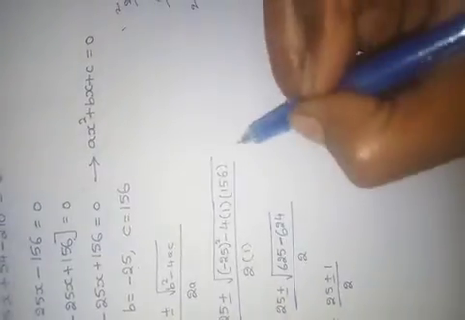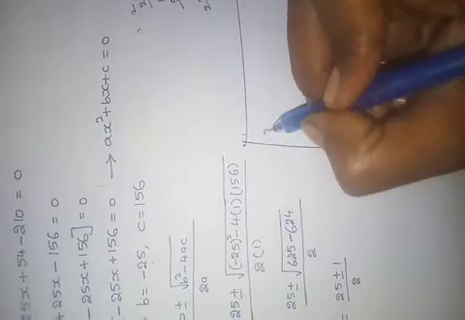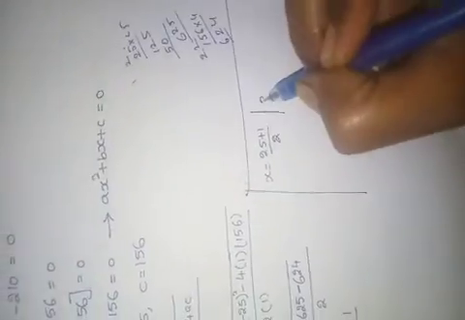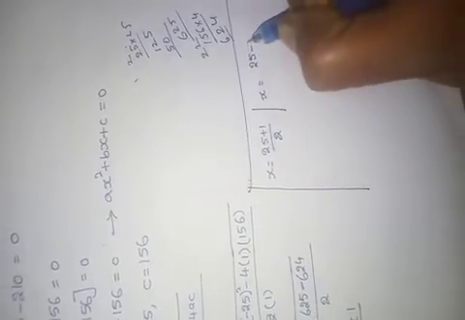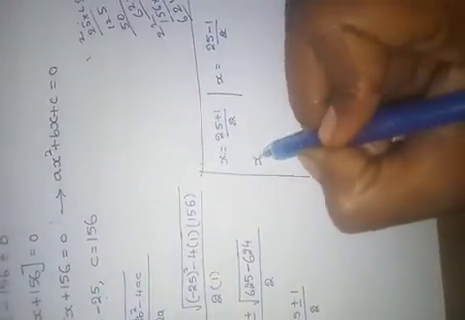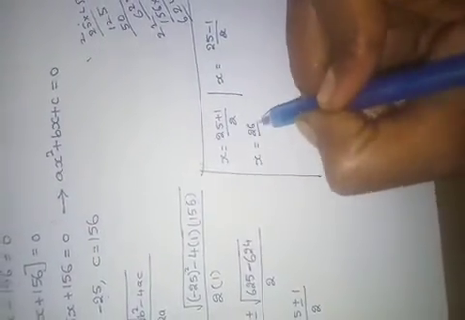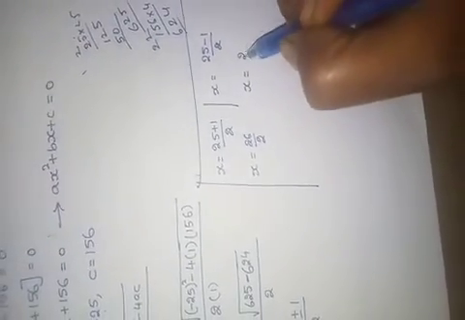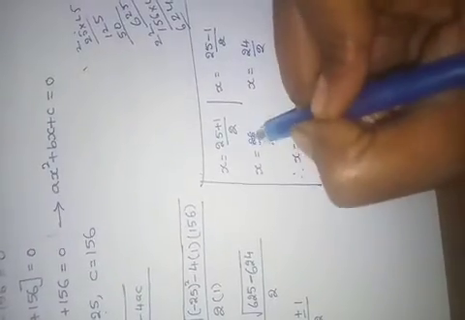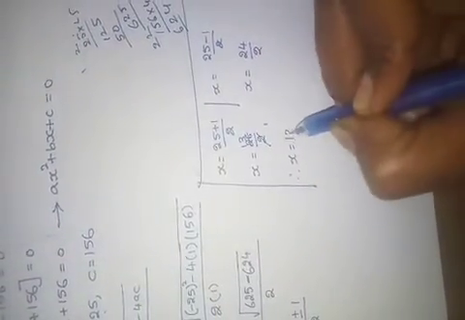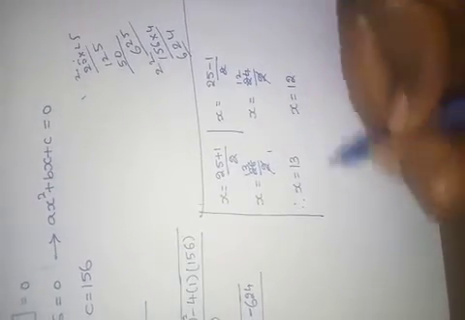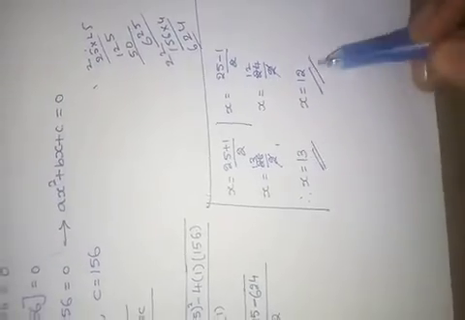X equals to. What we got? Two values, no? X equals to 25 plus 1 by 2. That is one value. X equals to 25 minus 1 by 2. Why we have taken here plus or minus is there, no? Now see here, 25 plus 1, 26 by 2. Here 24 by 2. Therefore x equals to 13 and x equals to 12. Now we got two values, that is mathematics marks.